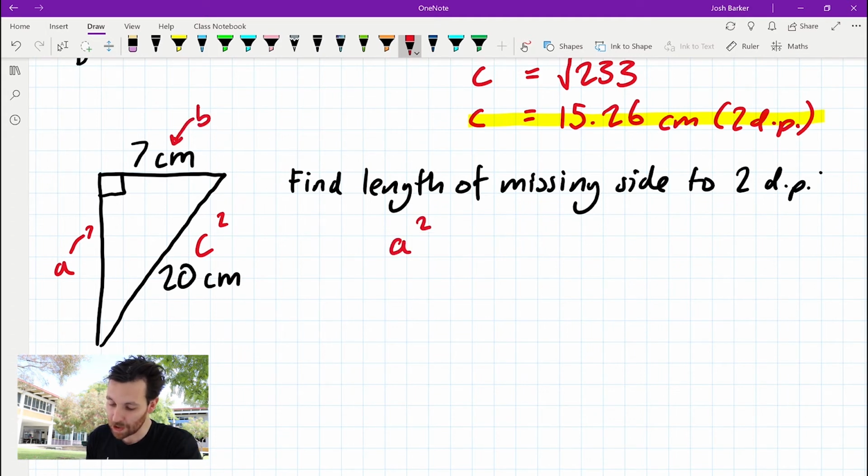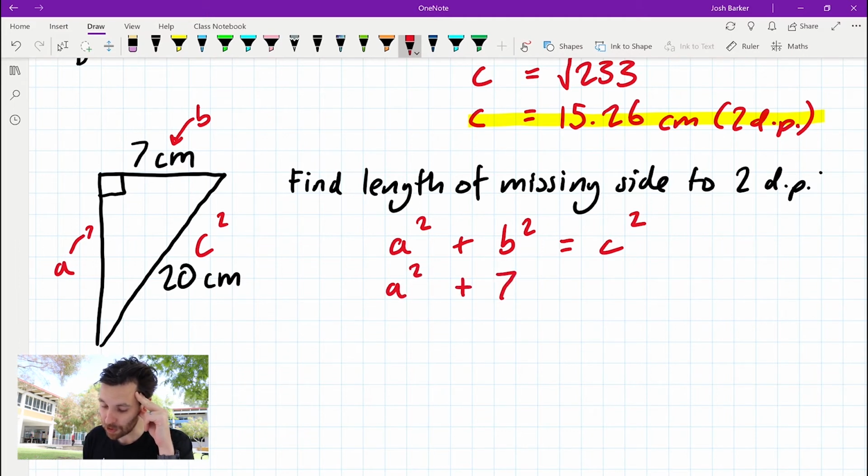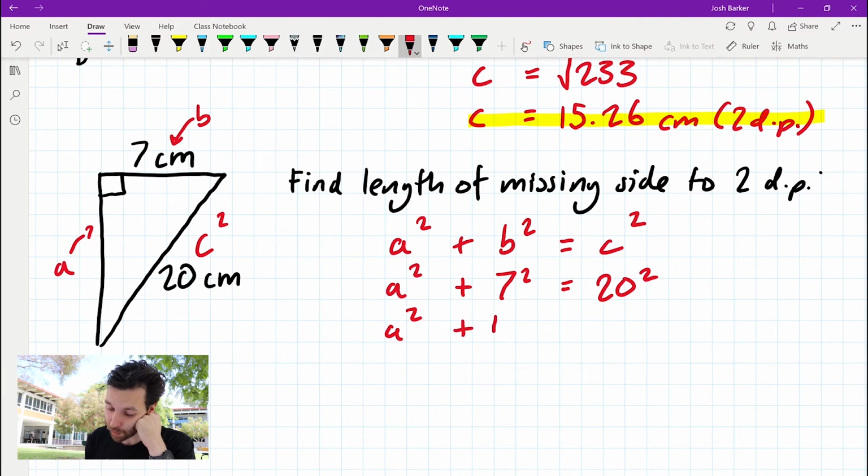I'll write out my equation, A squared plus B squared equals C squared. I don't know what A is yet, so I'll leave that as A squared. I know what B is, so I'll substitute 7 in there, so that'll become 7 squared. And that's equal to the length of the hypotenuse, which for this one I do know, that one is 20 squared. Okay, so again, evaluating what I know so far, 7 squared is 49, 20 squared is 400.